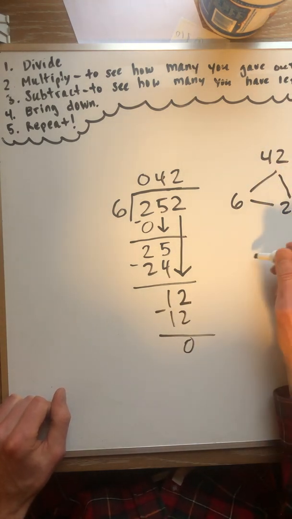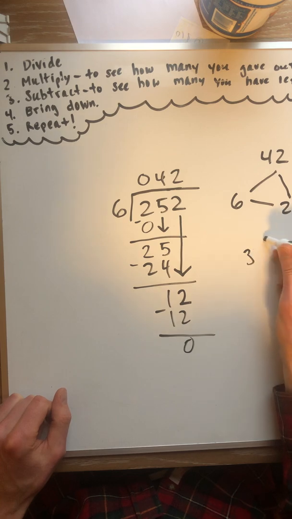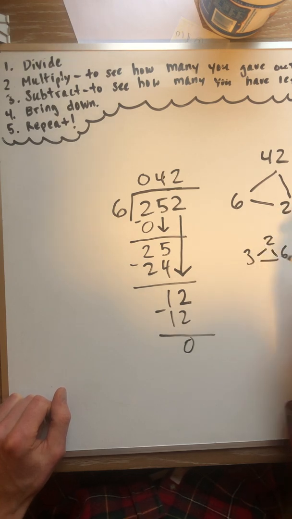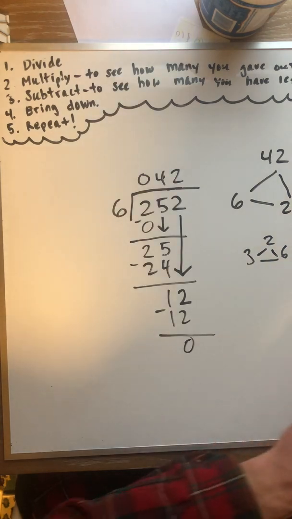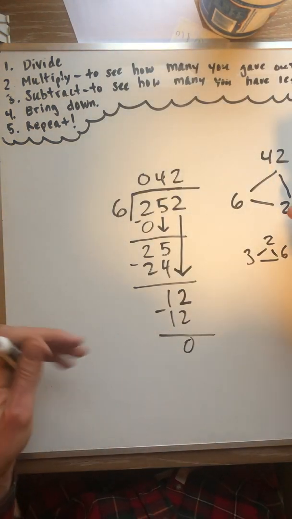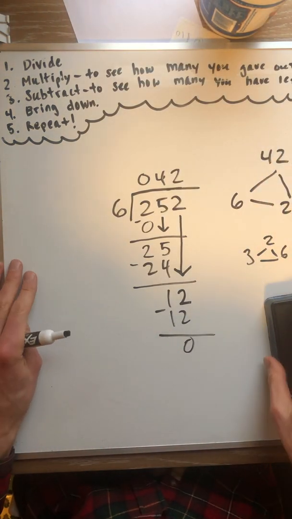So those numbers work the same way, just like 3, 2, and 6 work. 3 times 2 is 6. 2 times 3 is 6. 6 divided by 3 is 2. 6 divided by 2 is 3. It's the same thing, it's just bigger numbers. And when you have bigger numbers, it seems more complicated, but it's the same relationship.